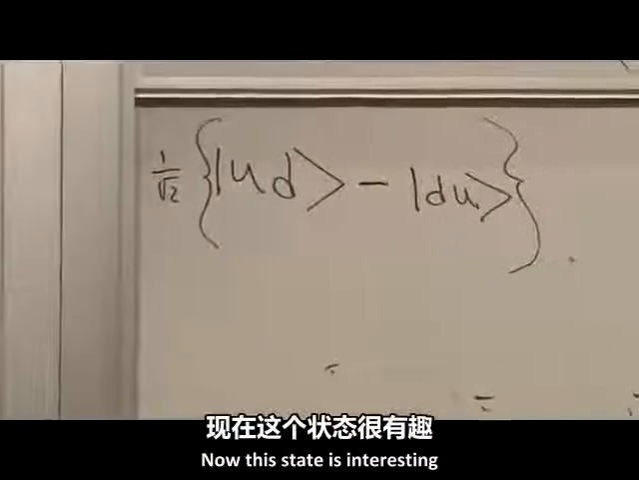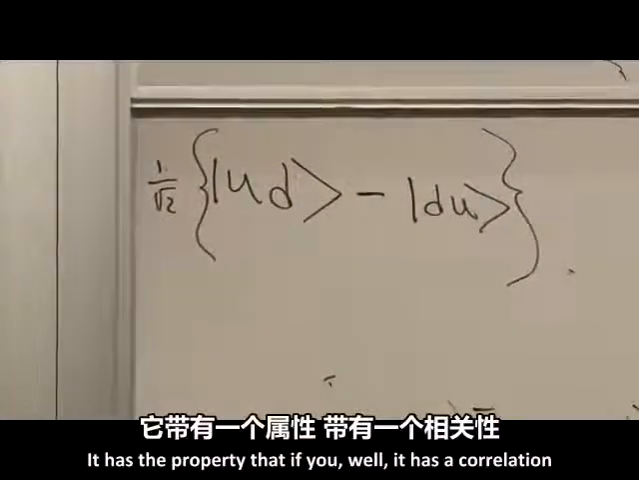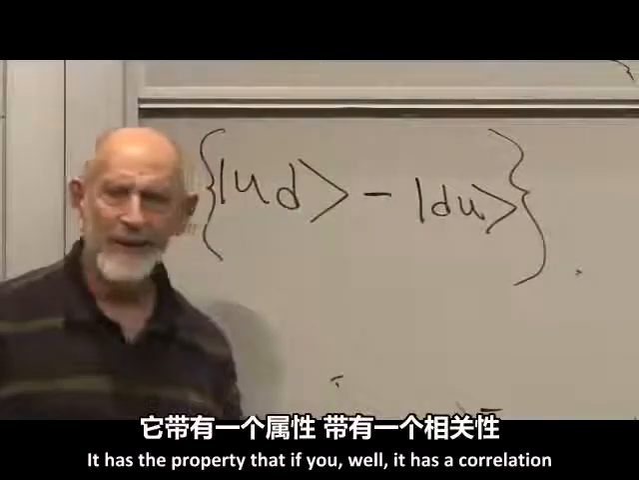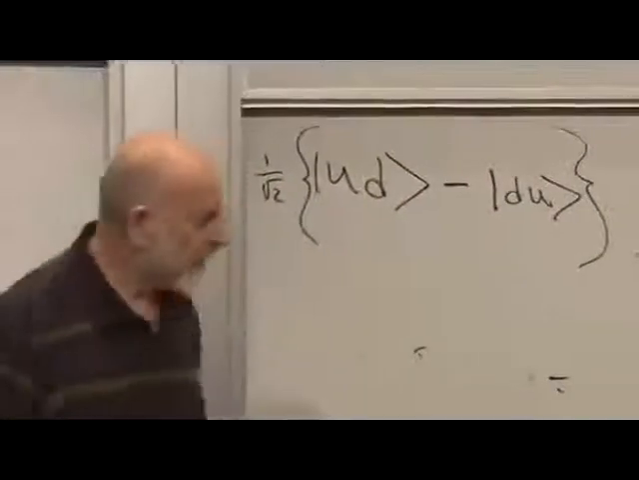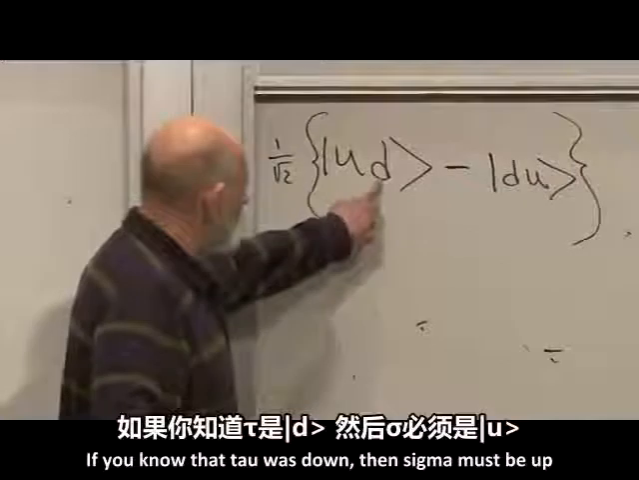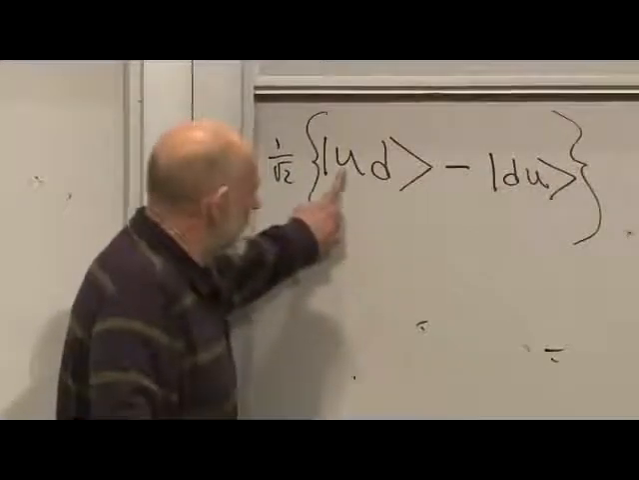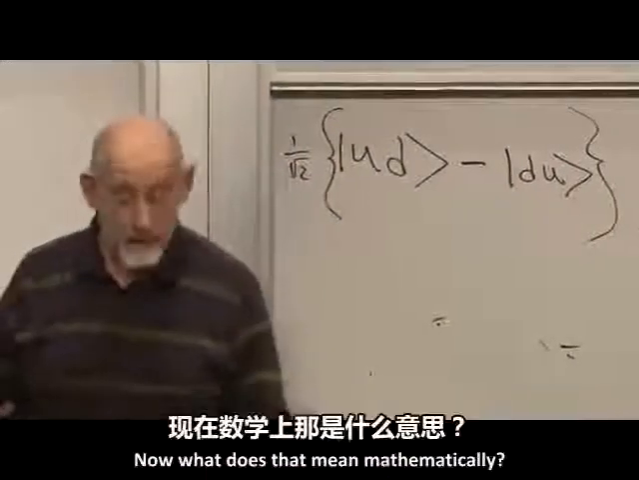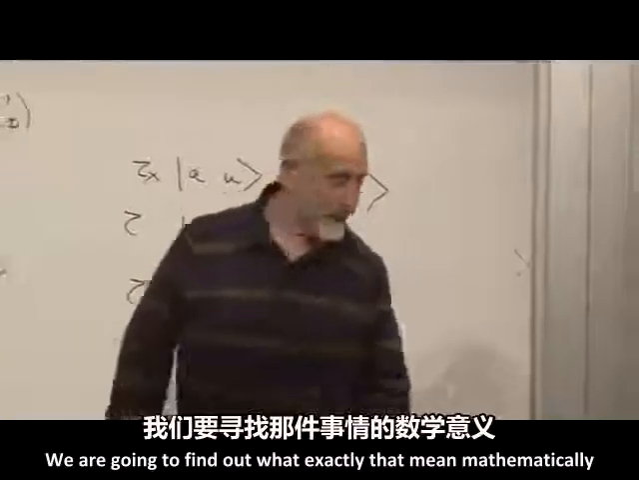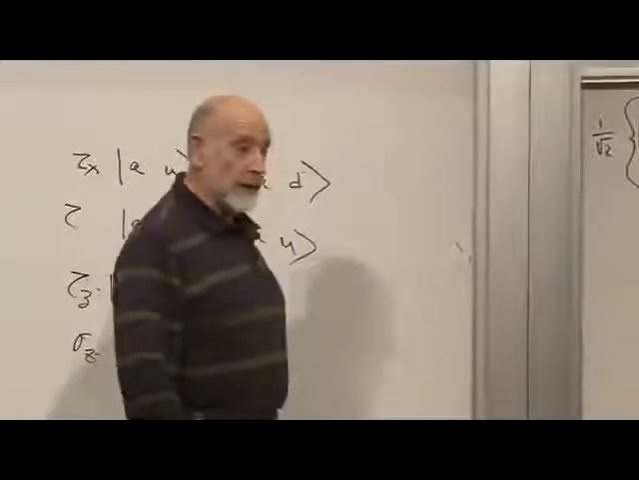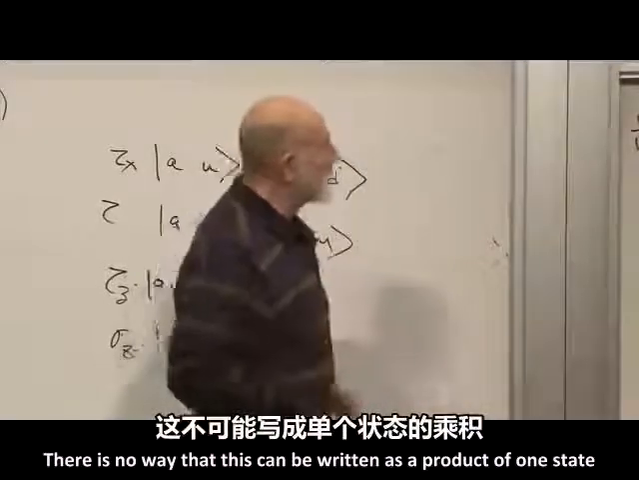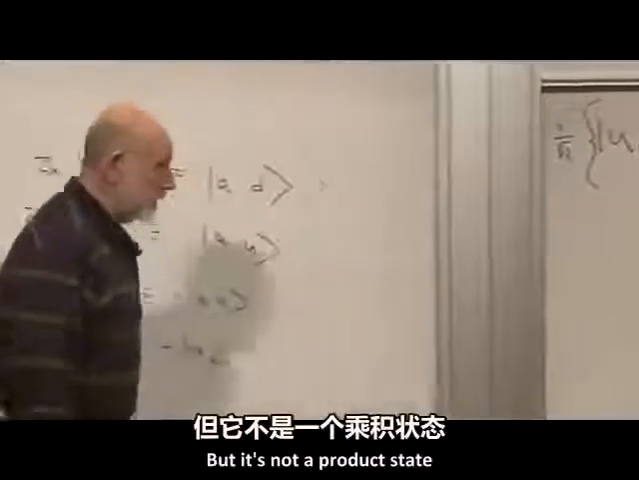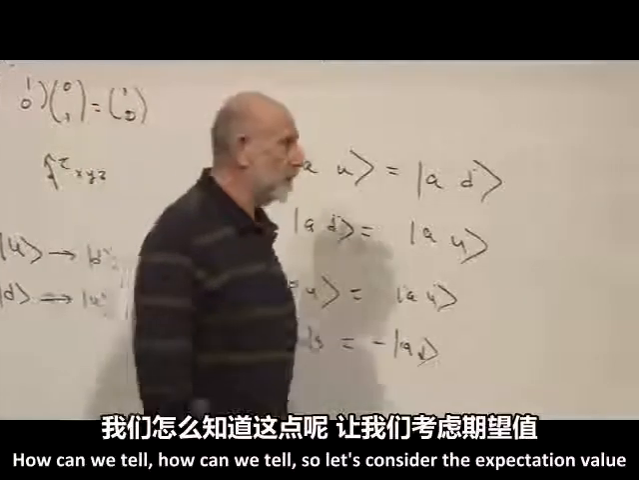Now, this state is interesting. It has a correlation. If you know that tau is down, then sigma must be up. On the other hand, if you know that tau is up, then sigma must be down. Now, what does that mean mathematically? We're going to find out exactly what that means mathematically. This is not a product state. There is no way that this can be written as a product of one state. It's a sum, or a difference in this case, of 2 product states, but it is not a product state. How can we tell?